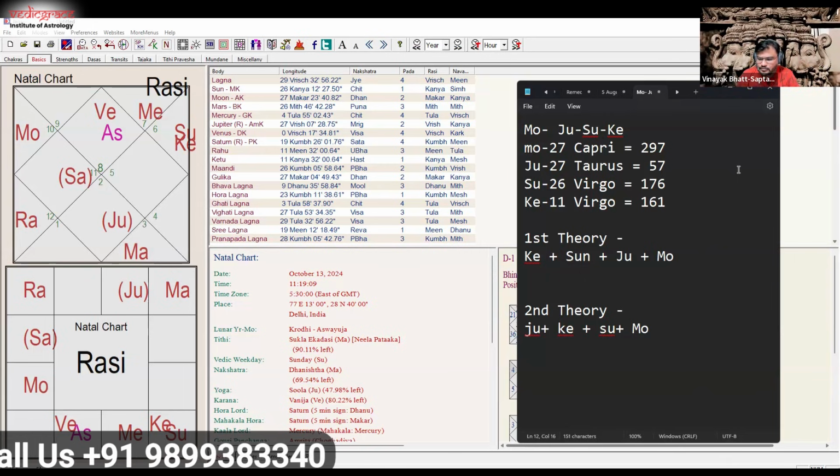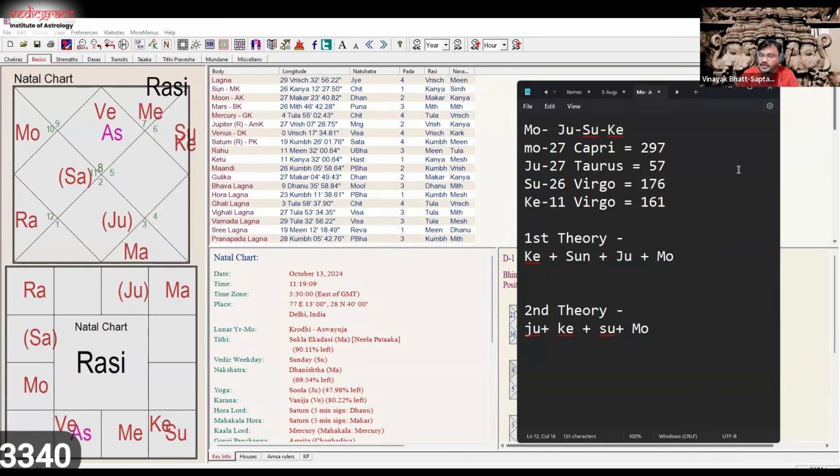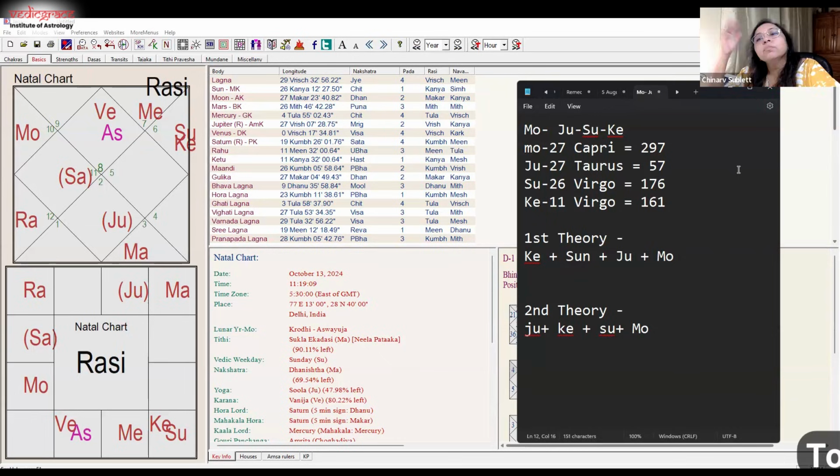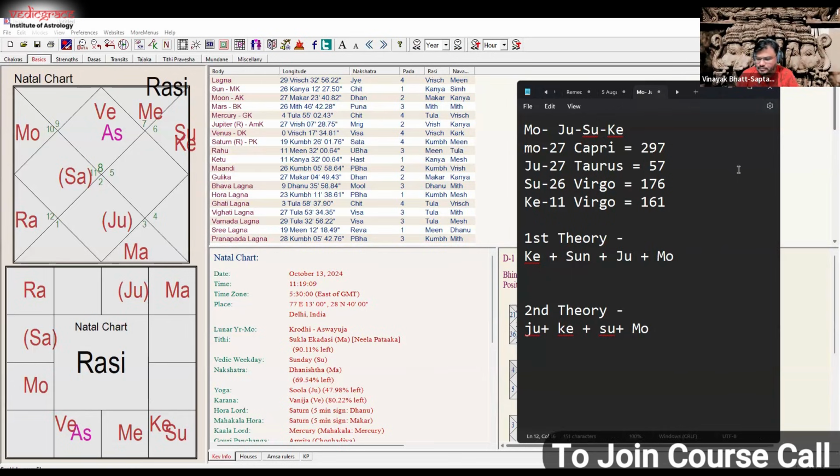Because Venus is in Sagittarius. Venus is in Sagittarius sign, it automatically becomes Jupiter as Jeev Karak. So I have to consider mine as a Jupiter. Jupiter as Jeev Karak. Okay, sir.